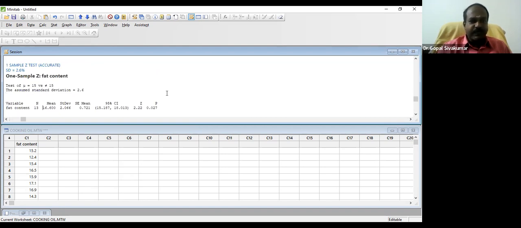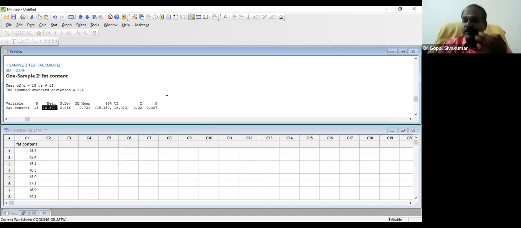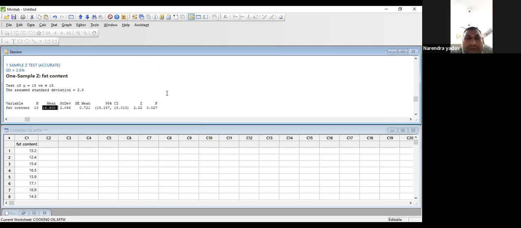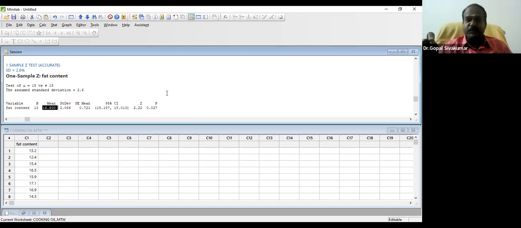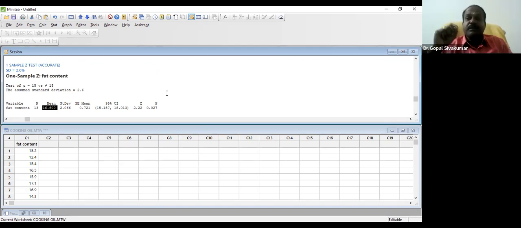What is the fat content of your data? 16.6. How much is the expected fat content? 15%. 16.6 is considered to be far away from 15. How much is the difference? 1.6. But this 1.6 is intolerable. That is the meaning.